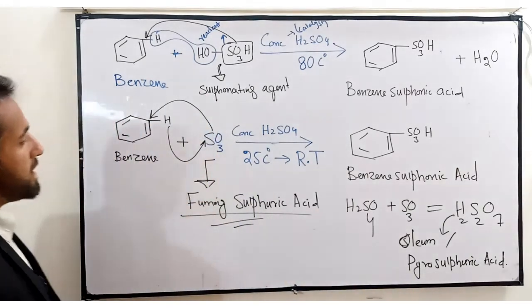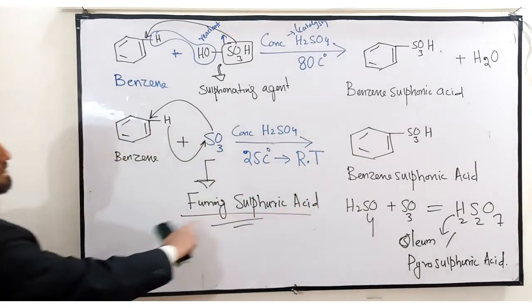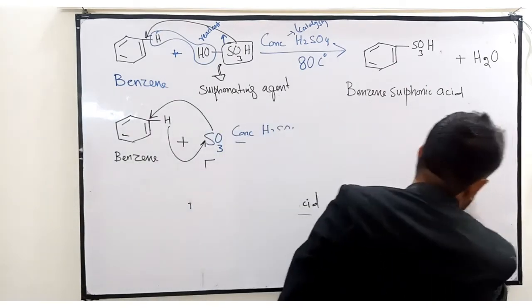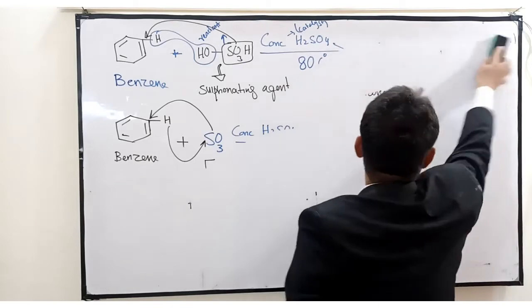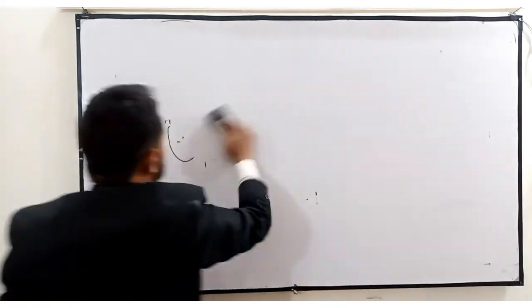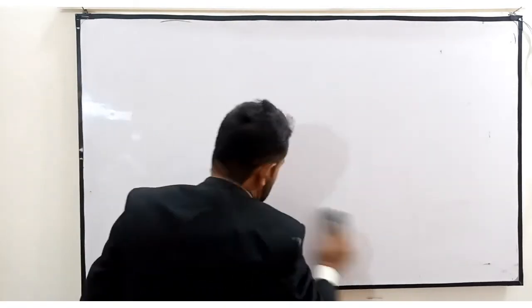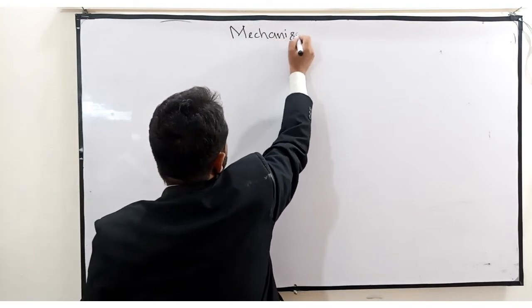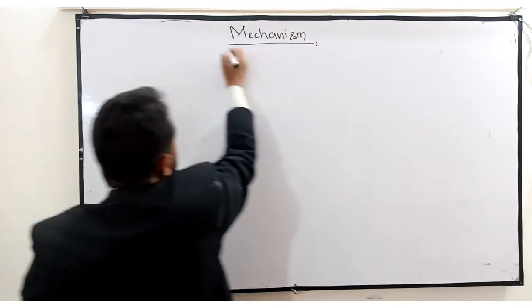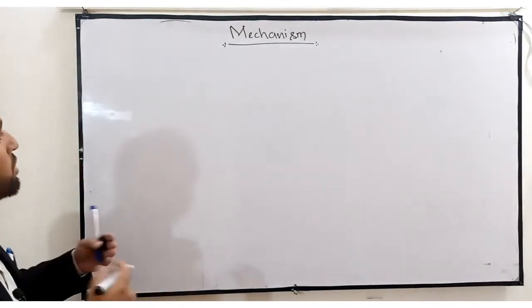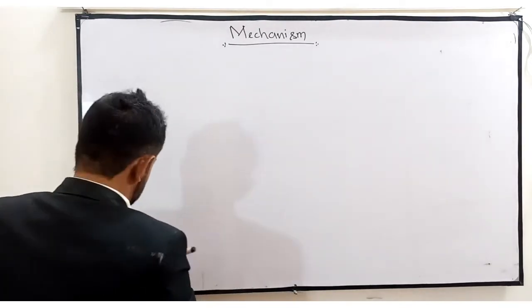Now we will discuss the mechanism. So you have to remember this point. Now we will explain the mechanism of this reaction. With the help of the mechanism, we will be able to learn more points related to sulfonation. The mechanism is very simple, because the mechanisms of electrophilic aromatic substitution reactions are almost the same for all the processes. So look at the mechanism.